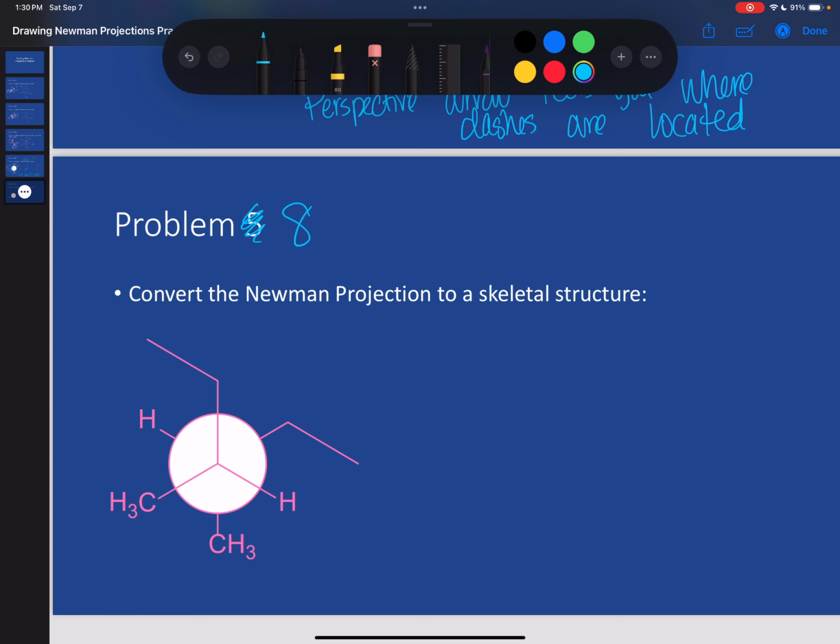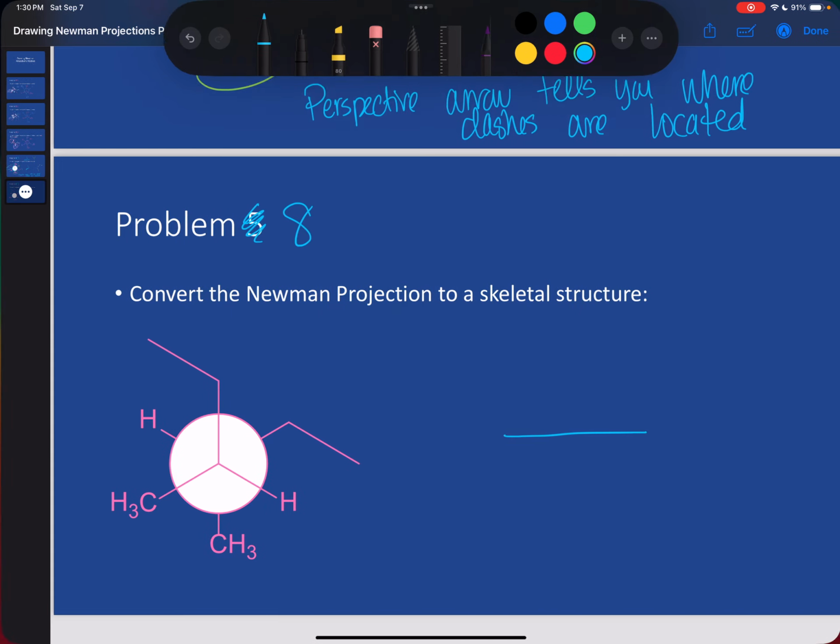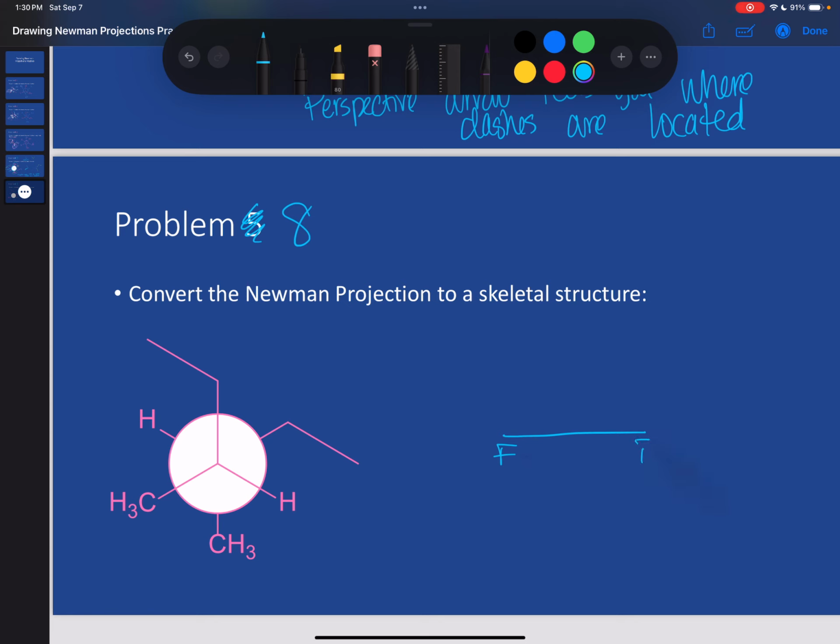All right, so the first thing I'm going to do is draw my straight line, where I'm going to have my front carbon here and my back carbon located here. Front, and then the back is the big circle. I see that Y is down in the front. So for Y to be down, I must have my dash and my wedge going straight down. And then in the back, I have my Y as being up. So for Y to be up, dash and wedge must also be going up.